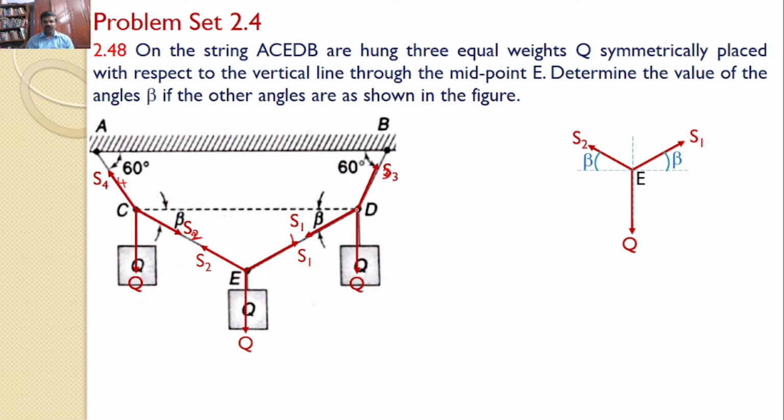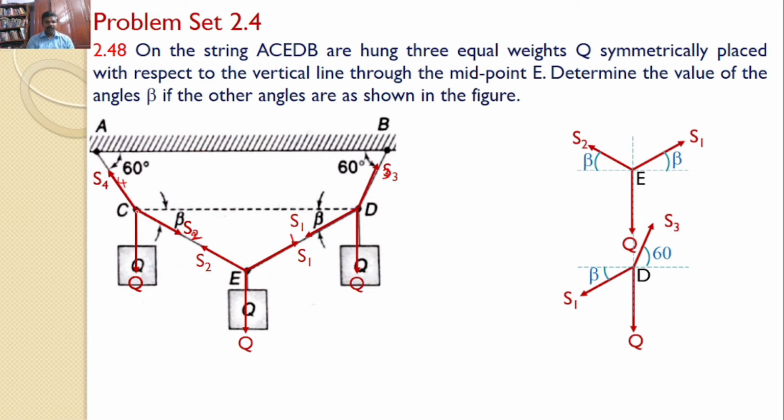Similarly, transfer the forces at D onto a separate XY plane. Now I am drawing the free body diagram of the point D. Now I have transferred all these three forces S1, Q and S3. Look at this. S1 makes an angle beta with the horizontal. That means this angle is beta. And S3 makes an angle 60 with the horizontal. That means this angle becomes 60. So this is beta and that is 60.